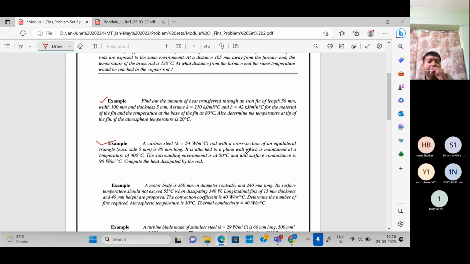It is attached to a plane wall which is maintained at a temperature of 400 degrees Celsius. The surrounding environment is at 50 degrees Celsius, and the unit surface conductance is given as 90 watt per meter square degree Celsius. So this is the value of h. Now we have to find Q, that is, compute the heat dissipated by the rod. Fine, so let's solve.